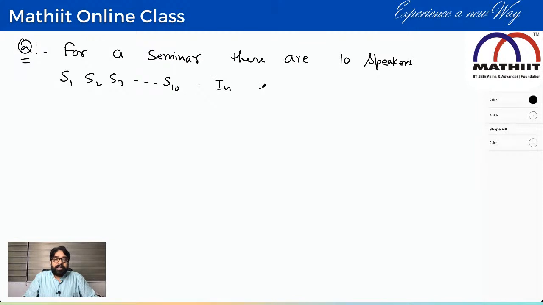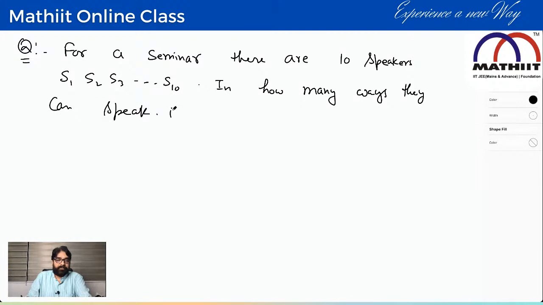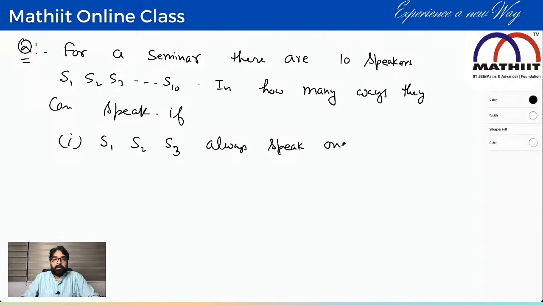In how many ways can they speak, keep on writing, if, first bit, S1, S2, S3 always speak one by one.